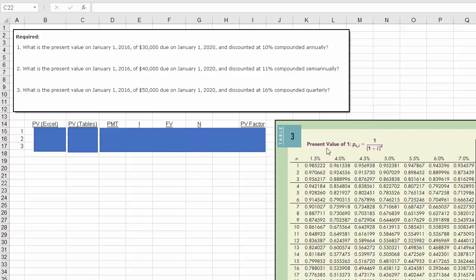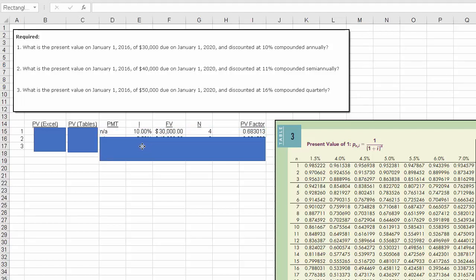So I'm going to solve it with the table factor first. Let's look at the first one. What's the payment? Well, the payment is 0, right? There is no payment. It's just a lump sum amount. What's the interest rate? Well, they give that to us at 10%. So let me slide this down. We'll put some of this information in here. What's the future value? Well, it's 30,000. That's given to us. The number of periods, 4, in years, and because the interest rate is on an annual basis, we have the information we need to come up with the present value factor.